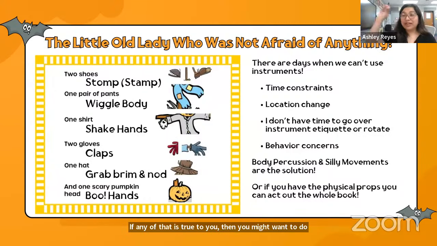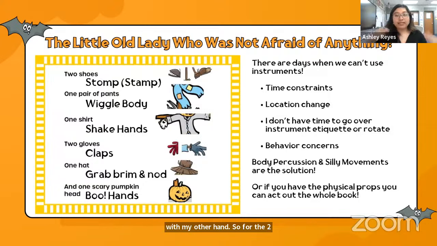Same thing, I would have my book right here with one hand, and then I would do the movements with my other hand. So for the 2 shoes, I'd have them all go stomp, stomp. For the pair of pants, they just shake, wiggle, wiggle. For one shirt, wiggle, wiggle. Then we go shake, shake with our hands. The 2 gloves would go clap, clap. The hat, we'd grab the brim of the hat, we'd go nod, nod. And the scary pumpkin head, we'd go boo, boo. So all of that just as effective, and they love it just as much.